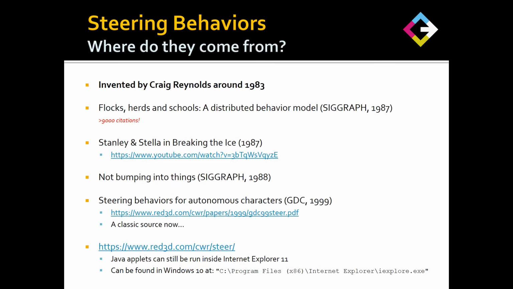Originally, steering behaviors were invented by Craig Reynolds around 1983, but they got their spot in the sunlight during GDC 1999, where a classic source on steering behaviors was presented. Reynolds created a set of Java applets exemplifying steering behaviors. They are quite outdated nowadays, but still runnable through Internet Explorer 11, which can still be found in Windows 10.